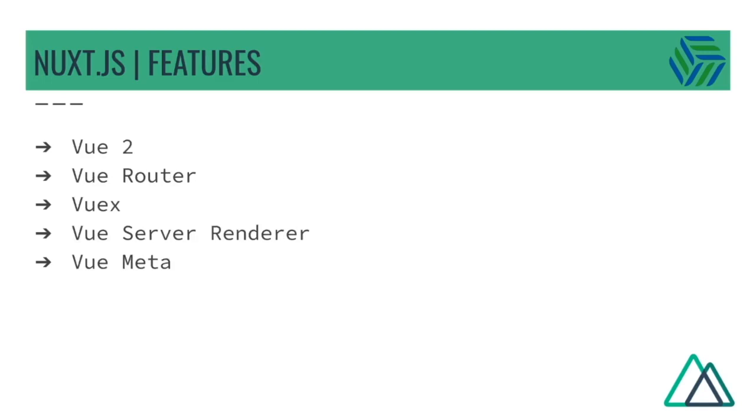You get hot module replacement in development, and you get preprocessor support for SASS, LESS, and some others. What are the modules that are part of NuxtJS? You get Vue 2, you get Vue Router, you get Vuex. I already added videos about these topics, so definitely check those videos out. And you also get Vue Server Rendering and Vue Meta. The last two are the ones that we are going to cover today.